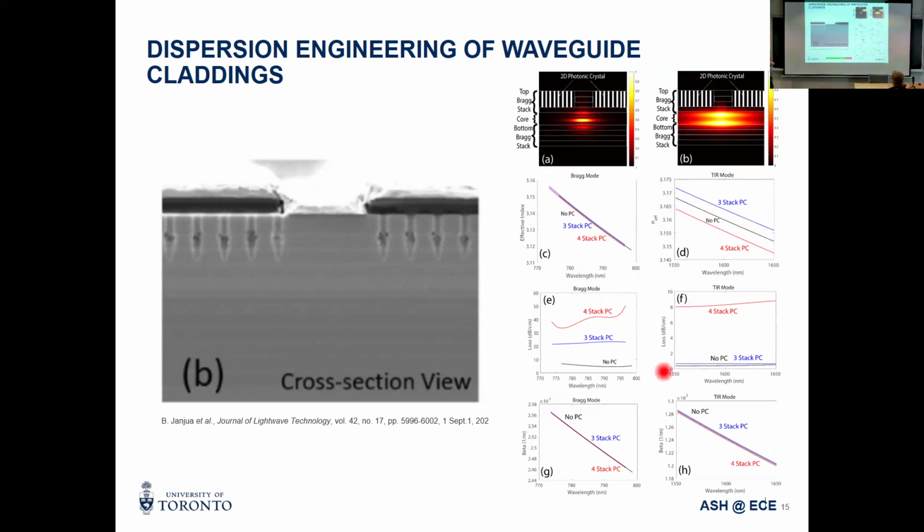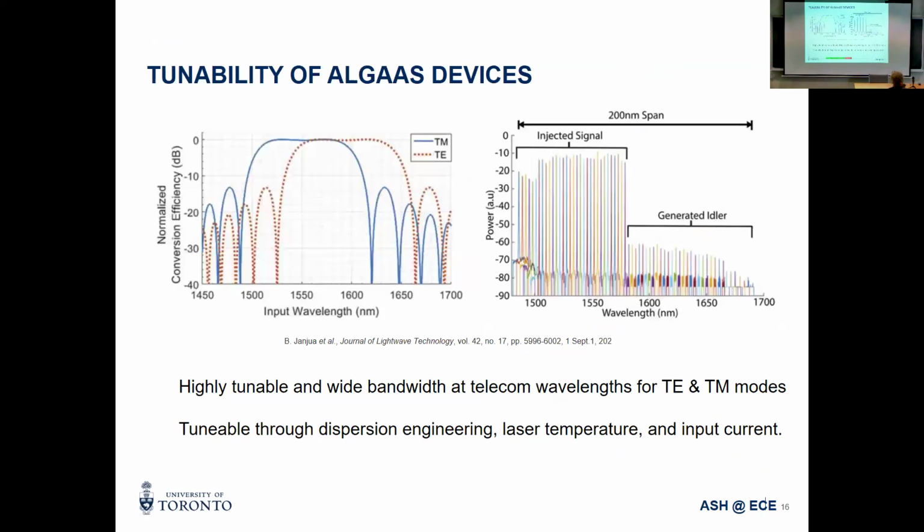The losses do increase a little bit, unfortunately, with adding the photonic crystal cladding. However, we still emphasize that because of the dispersion control and the TIR mode shows lower loss, which is the most important point here, because these are our entanglement pairs, and we can just increase the current to overcome the loss from our pump to pump out more light in the Bragg mode.